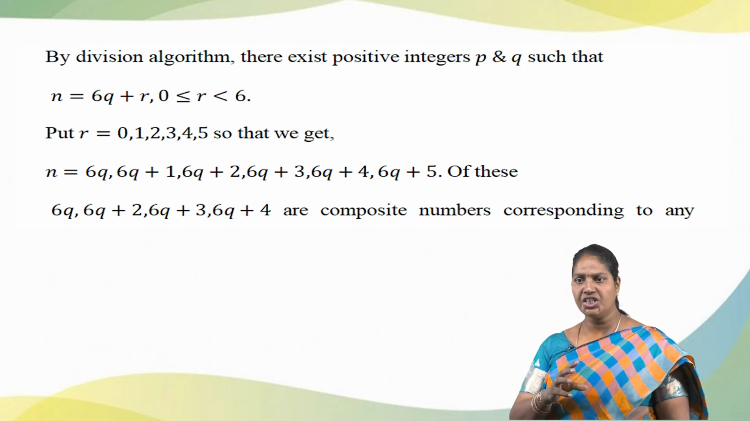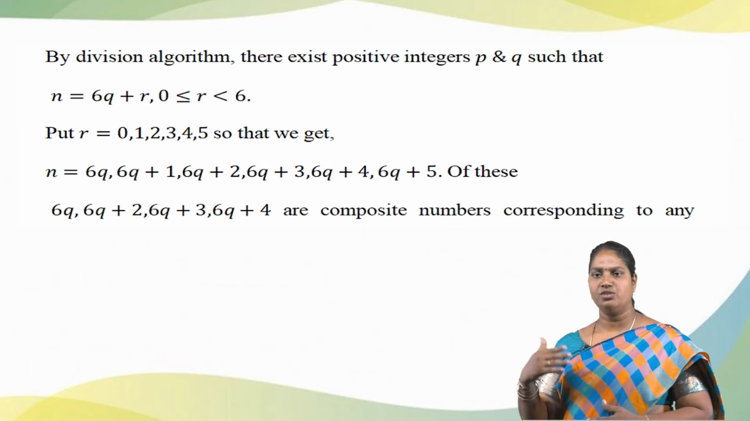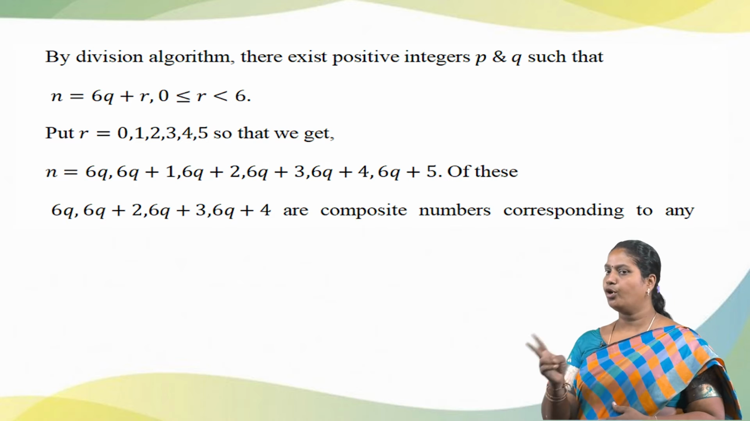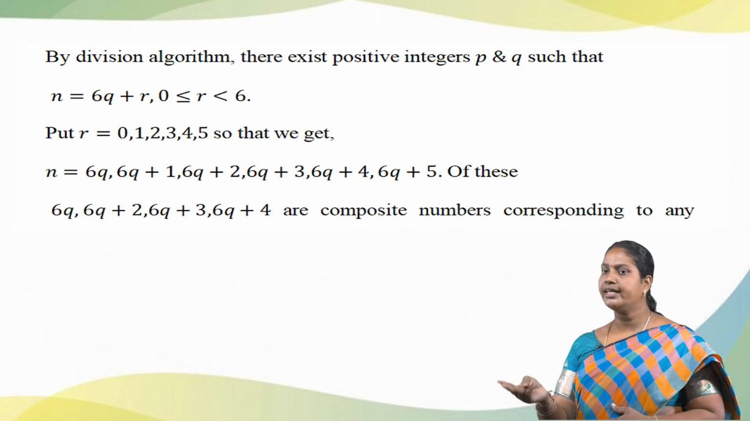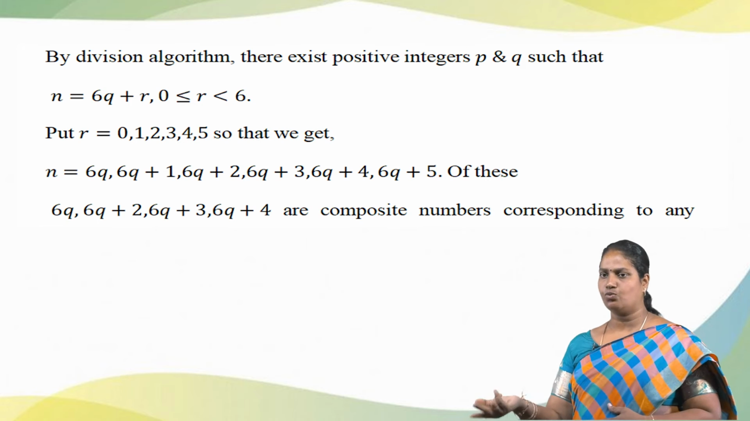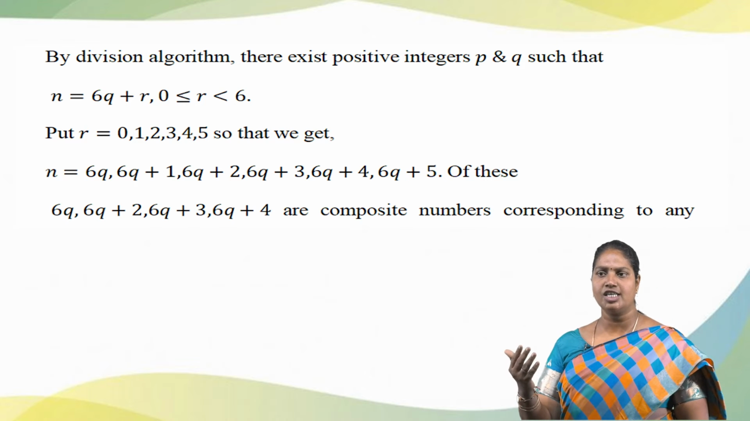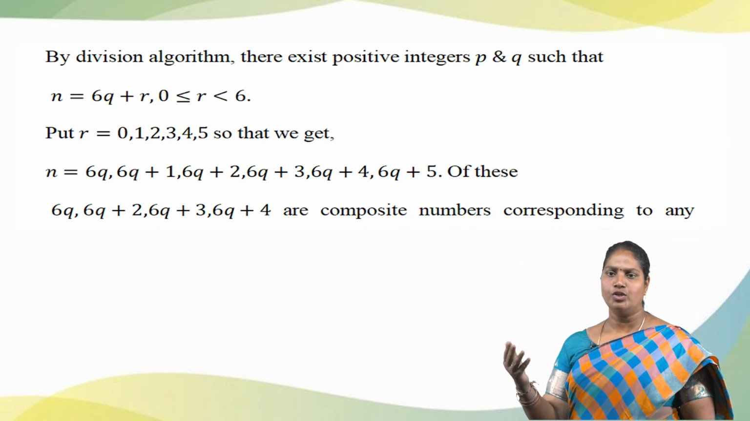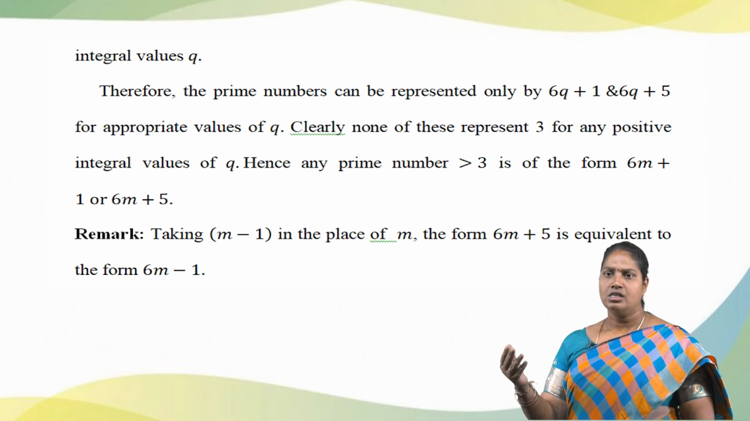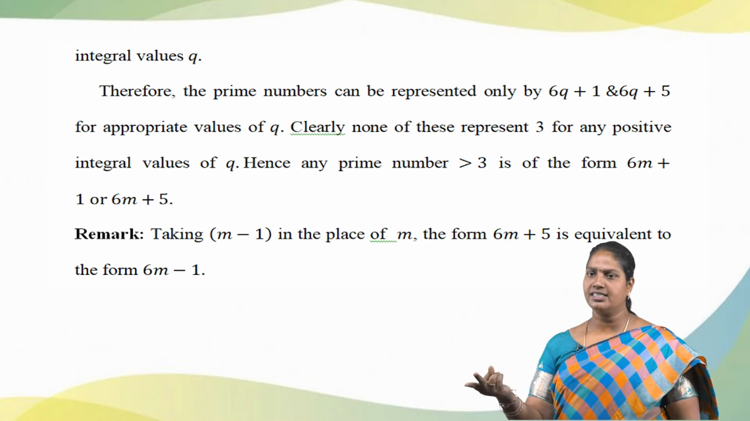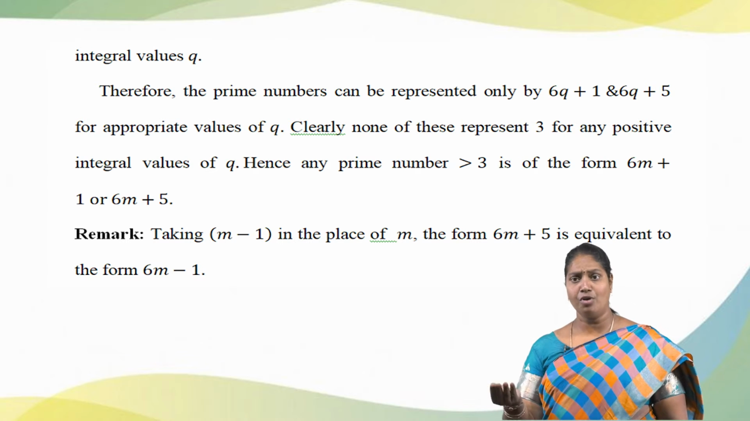We observe that among these 6 numbers, 6q is a multiple of 6, 6q plus 2 is a multiple of 2, being 2 into 3q plus 1, a product of two numbers. 6q plus 3 can be viewed as 3 into 2q plus 1, and again 6q plus 4 is even. So by observation, we see that they are composite numbers for any integral value of q. So the only values left are 6q plus 1 and 6q plus 5. They both cannot be written as a product of two numbers in this way, so they may be prime or composite.